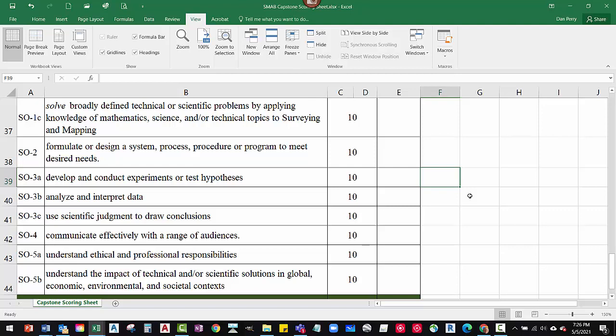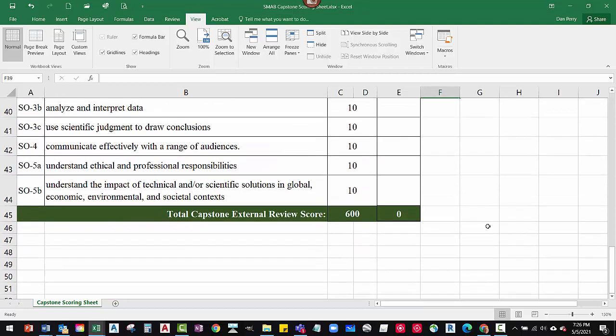Communicate effectively with a range of audiences. Now obviously, communication can happen in lots of different ways: verbal, nonverbal, and also in our case graphical. So any kind of drawing work or other sorts of illustrations, and maps, are all part of the communication to a range of audiences. Understand ethical and professional responsibilities. I think that goes without much explanation. And the next one: understand the impact of technical or scientific solutions in a global, economic, environmental, and social context.